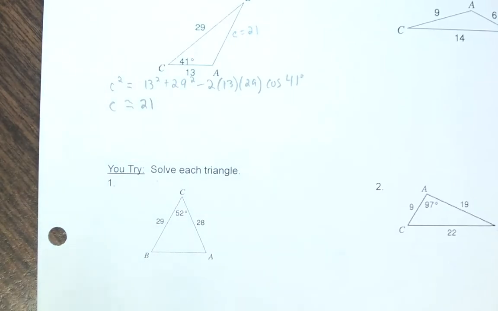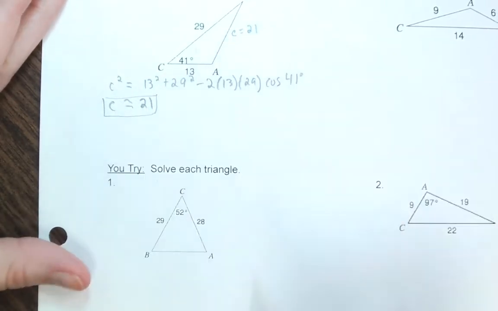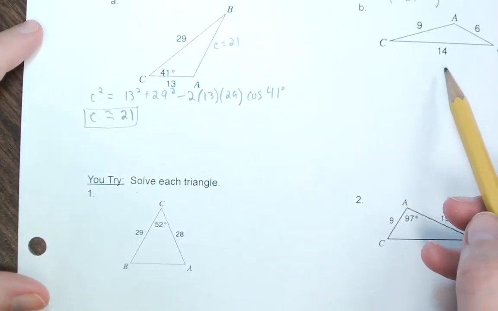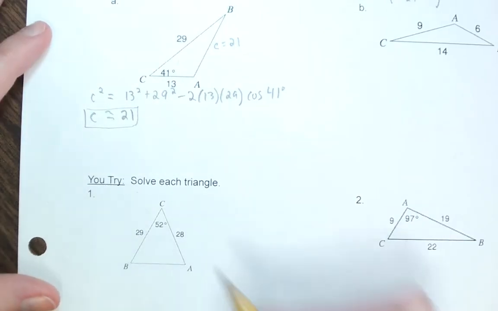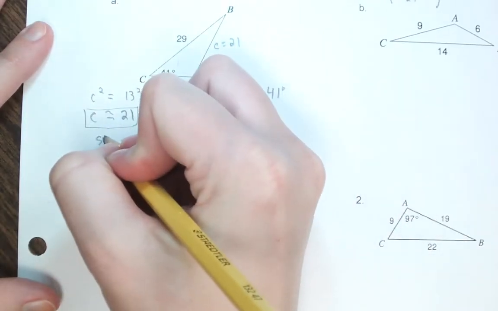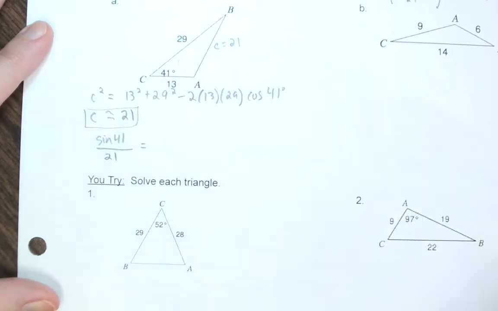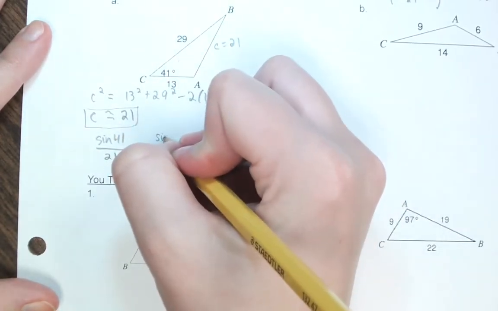Okay, now we used the law of cosines to find that side. We still have angle B and angle A. So since the law of sines is easier at this point, I'm going to use the law of sines now, because the law of cosines, we're going to look at that on part B. That's a little bit trickier when you have to find an angle. So I'm going to set up my law of sines. So the 41 is across from the 21 I just found, and then let's do angle A.